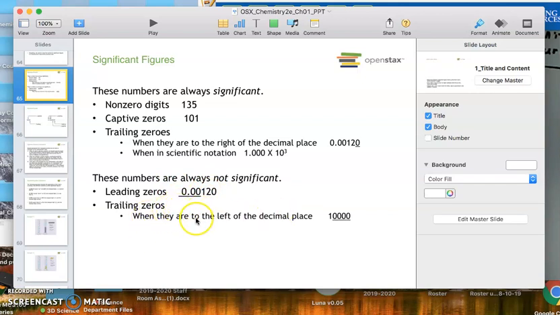Trailing zeros are not significant if they are to the left of the decimal place. So here we have the number 10,000. You don't see a decimal place there, but if you were to put one in on this number, it would occur at the very end of the number, right? So 10,000 point whatever. If they're to the left of the decimal place, they're not significant. So all these zeros here are not significant. They are trailing zeros, so there's only 1 significant figure for this number.